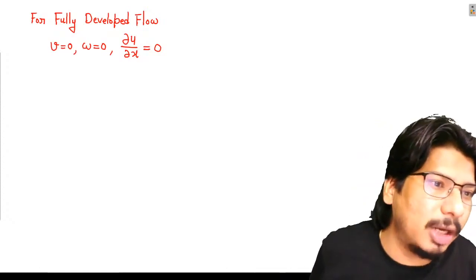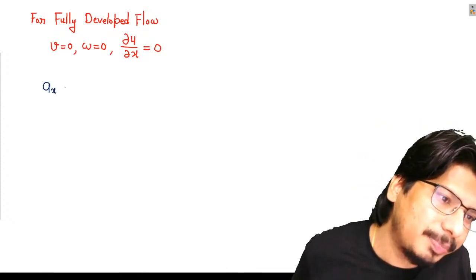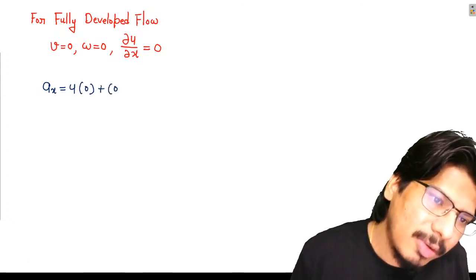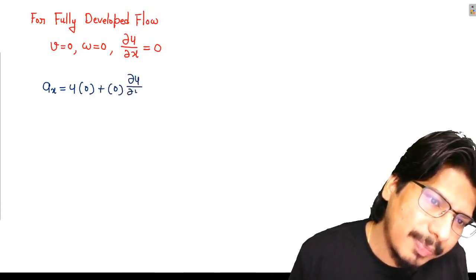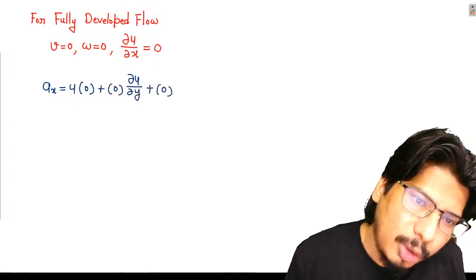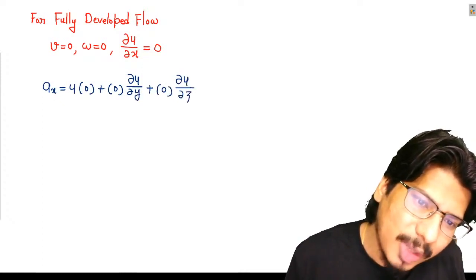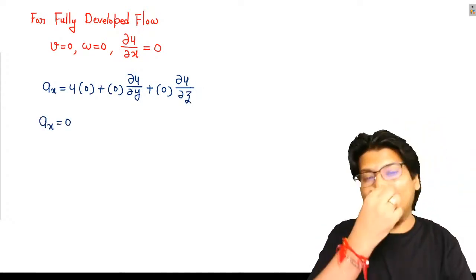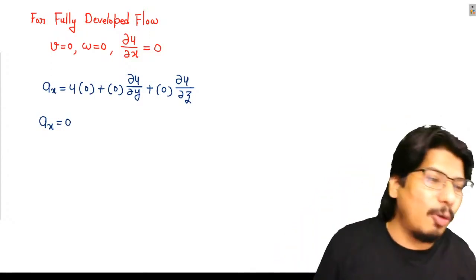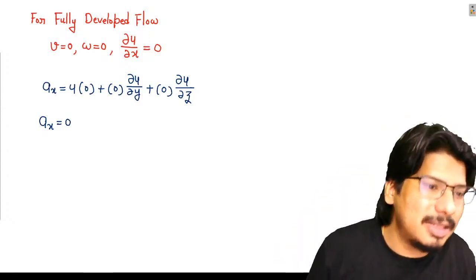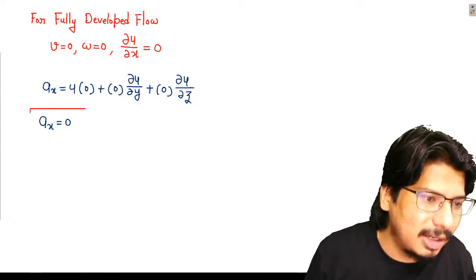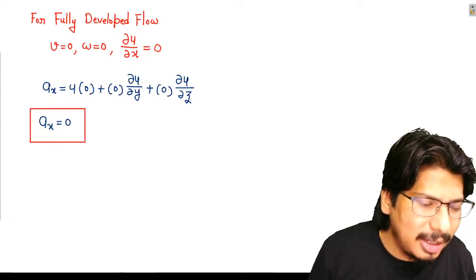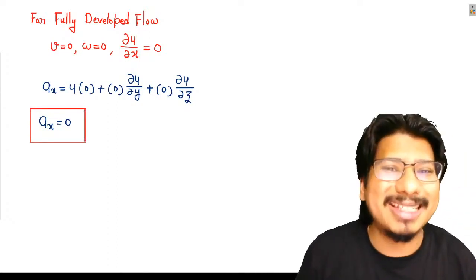If I substitute all these things, U dou U by dou X is 0, V is 0 so V dou U by dou Y is 0, plus W is 0 so W dou U by dou Z is 0. So what are we getting, my friends? Acceleration in X direction will be 0. 100% there will be no acceleration in X direction. There is no doubt.